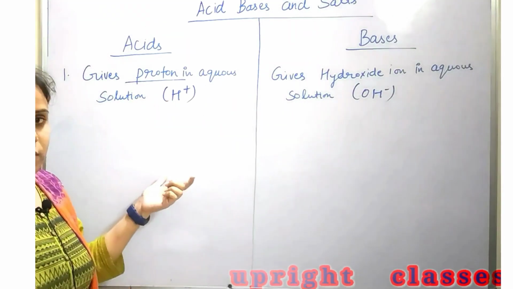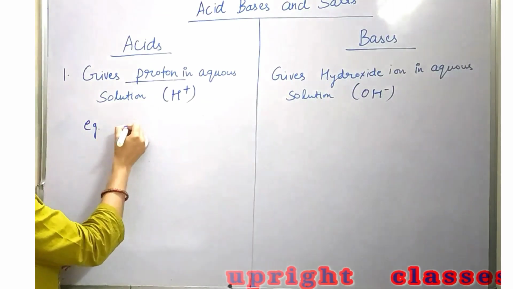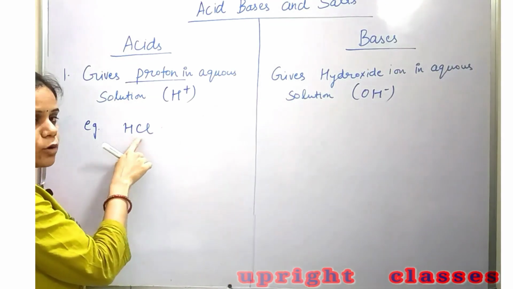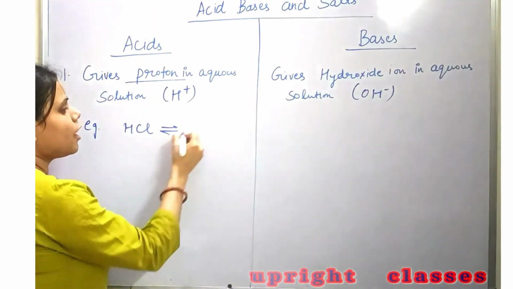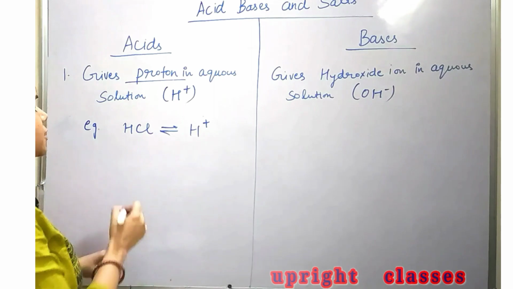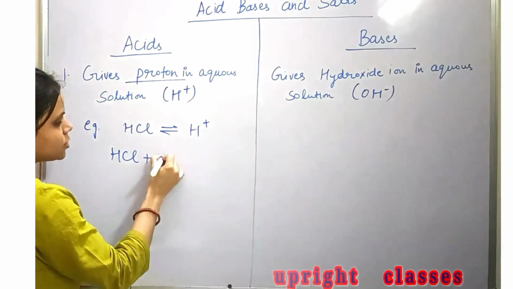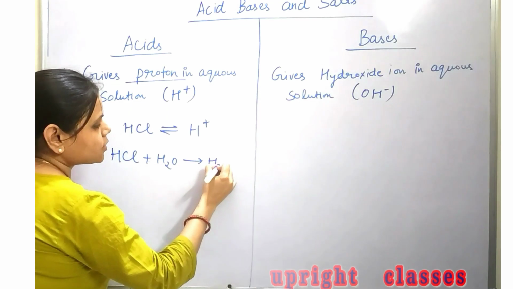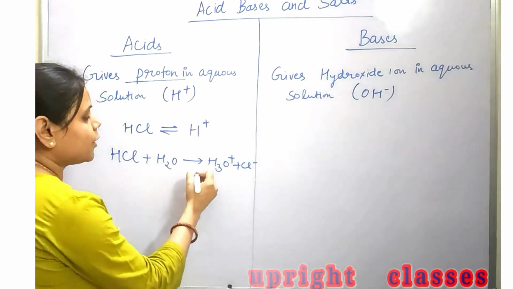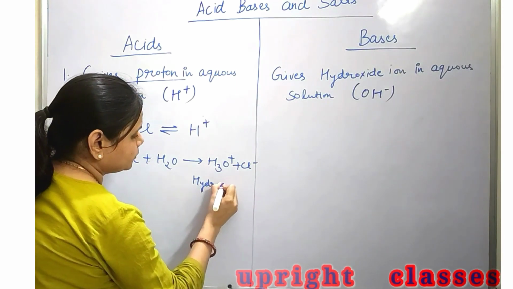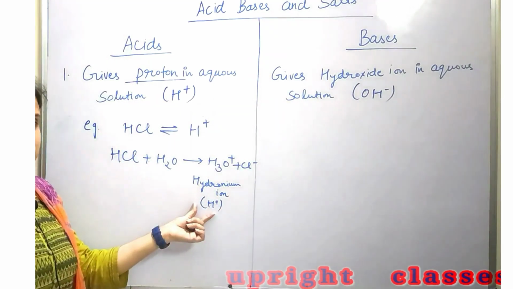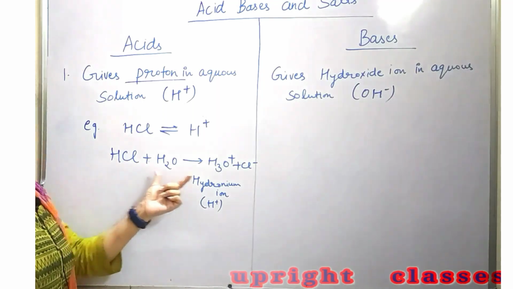Let's take some examples of acids. First is HCl, hydrochloric acid. When it is mixed with water, it gives H+ ion, or we can write HCl plus H2O gives H3O plus and Cl minus. H3O plus is the hydronium ion, which is also the same as the H+ ion. So it is an acid.